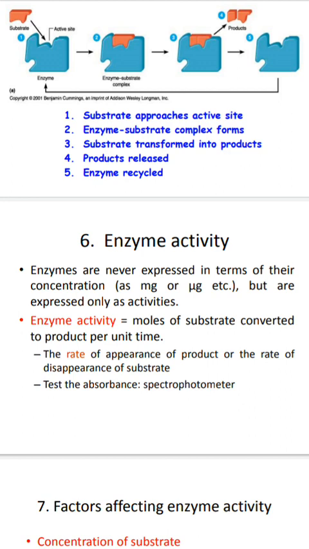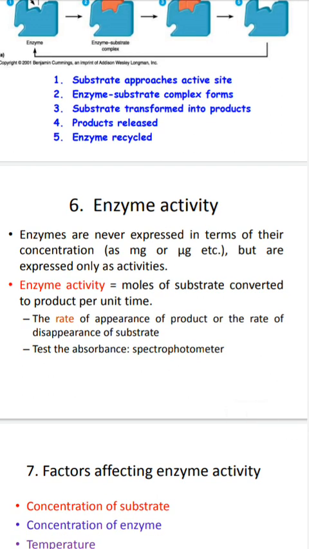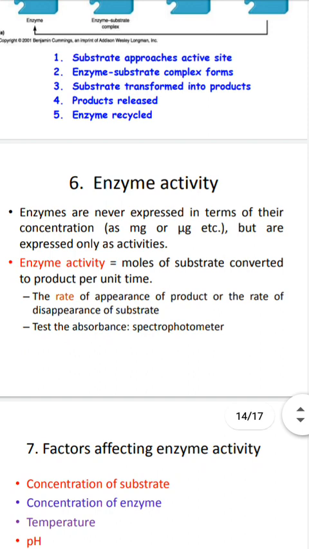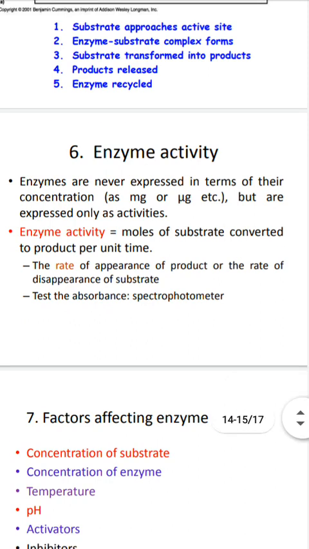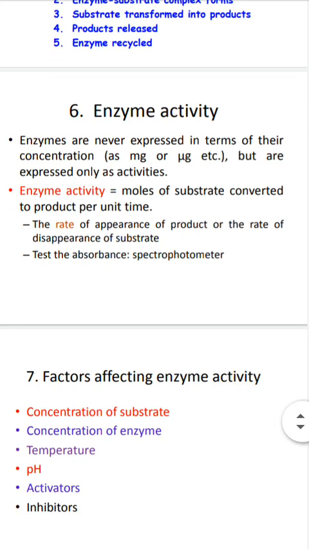Enzyme activity is the moles of substrate converted to product per unit time. The basic definition is 1 mole of substrate converted to product per unit time, in seconds. This is called enzyme activity. Next is the rate of appearance of a product or the rate of disappearance of a substrate. We saw in chemical kinetics in class 12 that a chemical reaction takes place when the rate of formation of product is equal to the rate of disappearance of reactant.